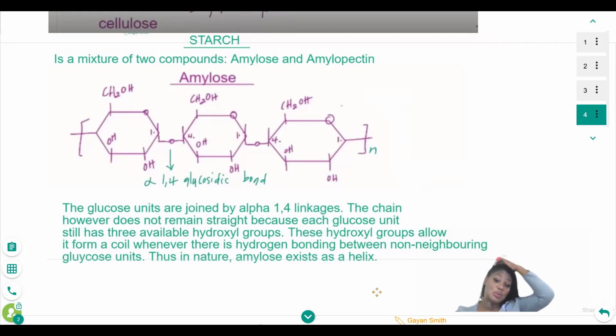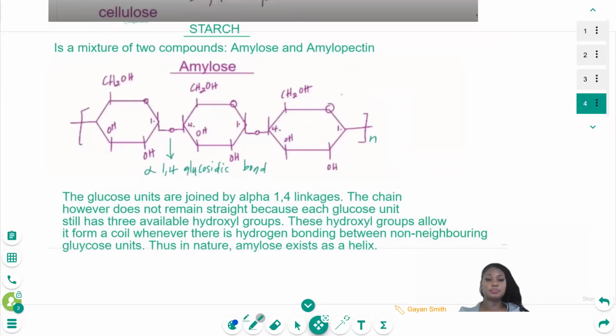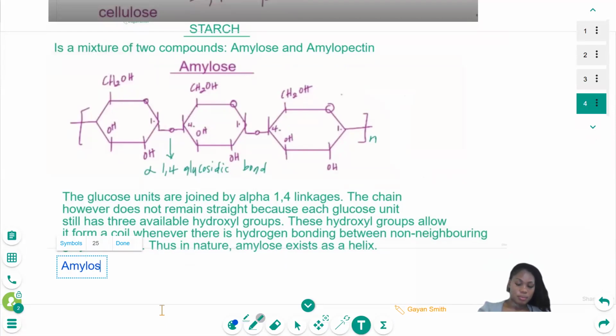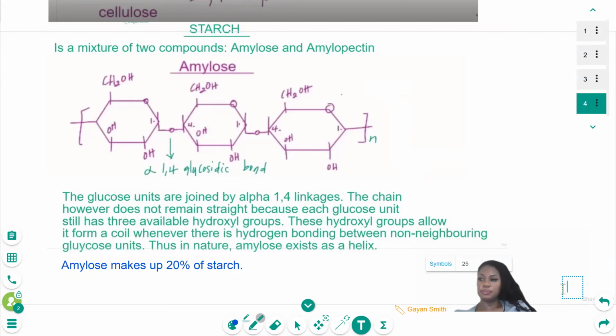And I should say that amylose makes up 20% of starch. And as we're saying, we notice that the chain does not stay straight, that the molecule is actually going to coil up to form a helix, which I'm going to be showing you in a moment.